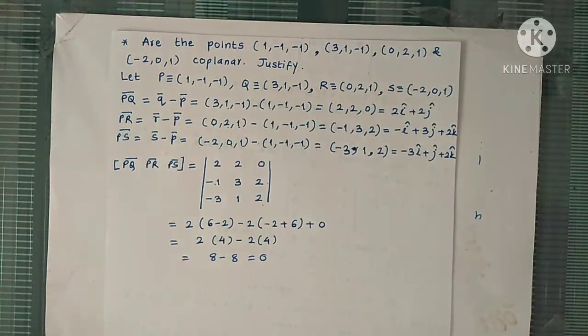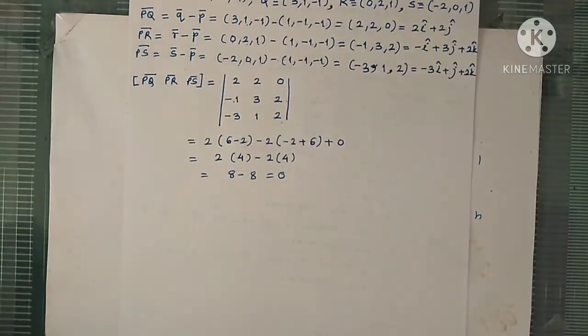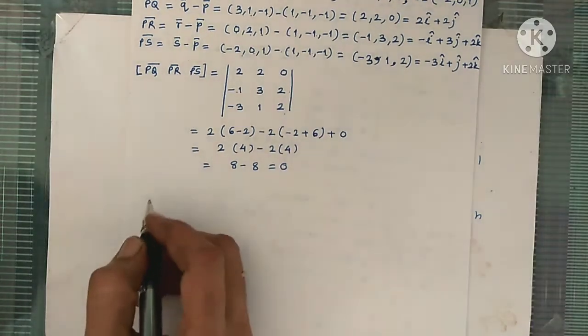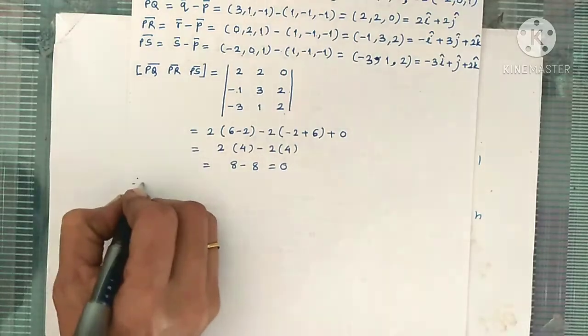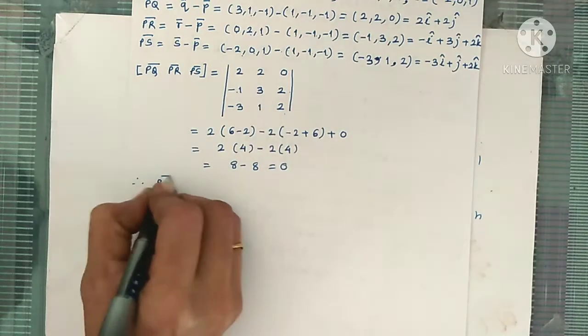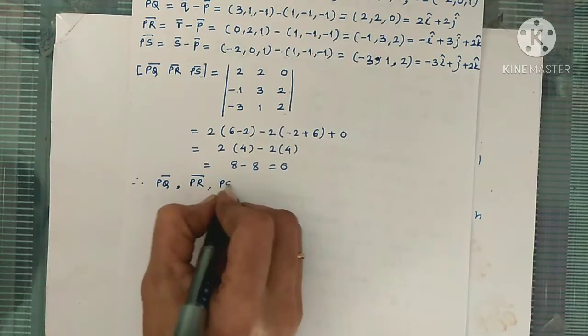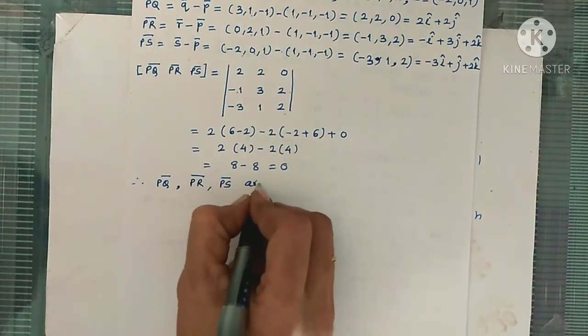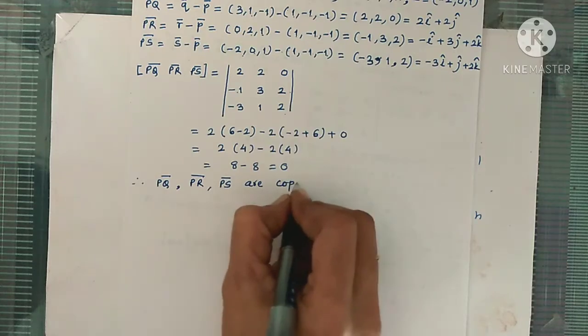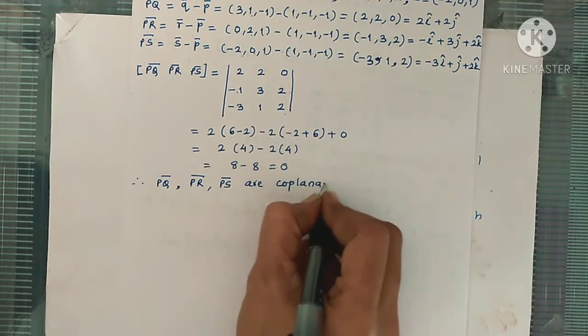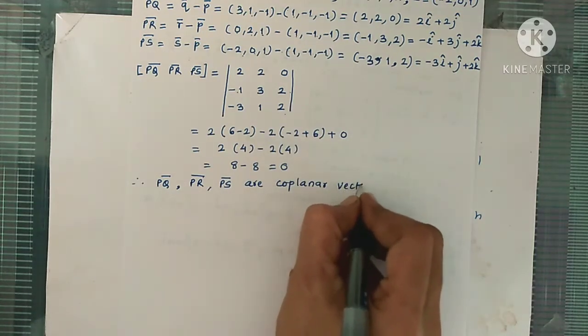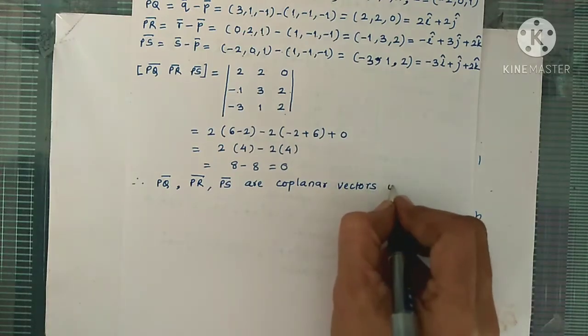Now, as the scalar triple product is 0, that means these 3 vectors are coplanar and they have P as a common point. Therefore, these 4 points are coplanar. So let's write the reason. Therefore, PQ bar, PR bar, PS bar are coplanar vectors with common point P.